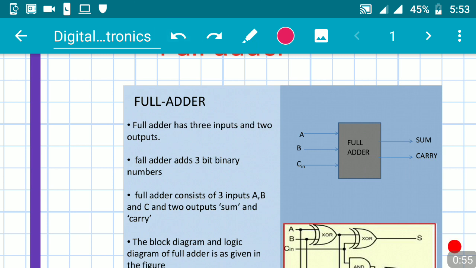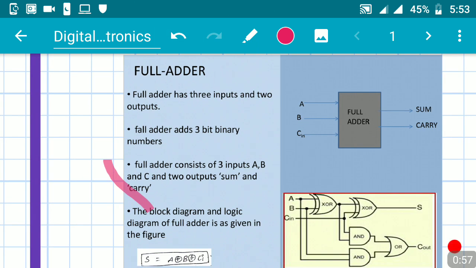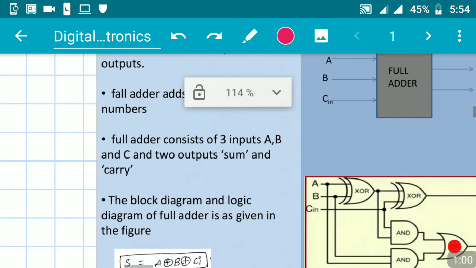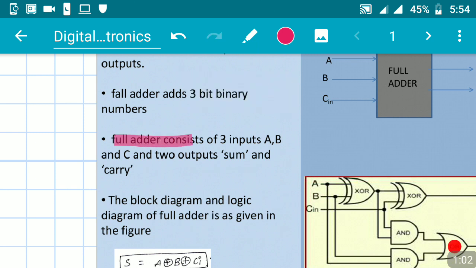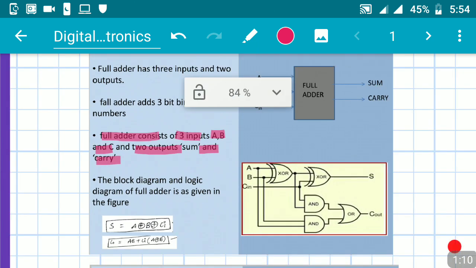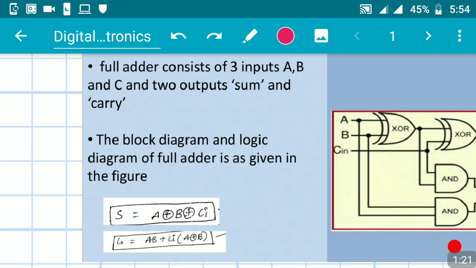Then we shall go to understand the third point. Okay, so what he says in the third point. So full adder consists of 3 inputs, A, B, C, and 2 outputs, sum and carry. Yeah, that is what we know, right? So the full adder is going to have 3 inputs, A, B, C, and it is going to have 2 outputs, that is sum and carry. That is all we have already discussed.